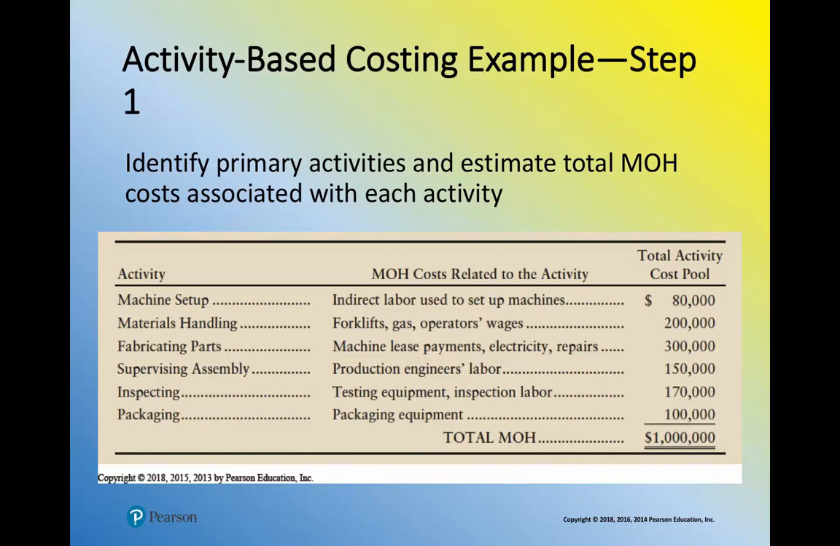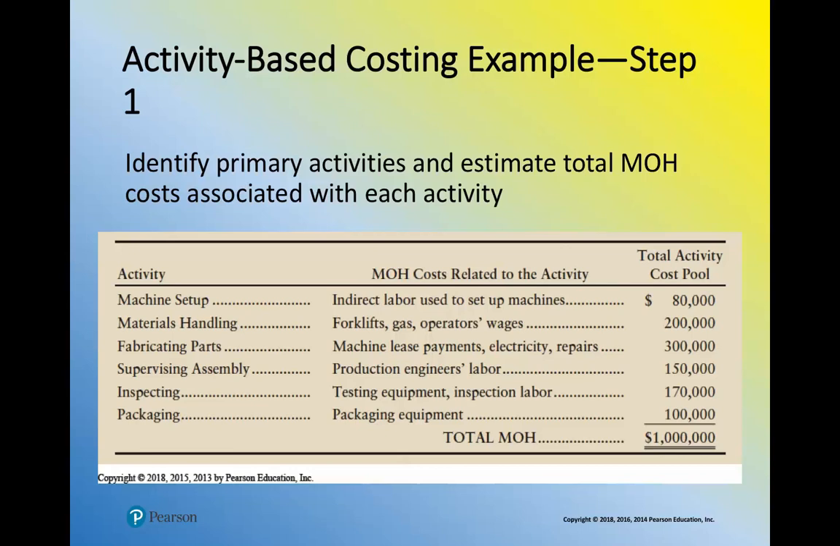All right, so now we're going to go into our example. So again, it's still our company that manufactures workout equipment. So we set up now and we go through and we try to figure out our different activities. So we have machine setup, material handling, fabricating parts, supervising, inspecting, packaging. We set up what costs will be put into that cost pool. So for machine setup, it's the indirect labor used to set up the machines. For the material handling, it's the forklifts, the gas, the operator's wages. Supervising, it's the production engineer's labor.